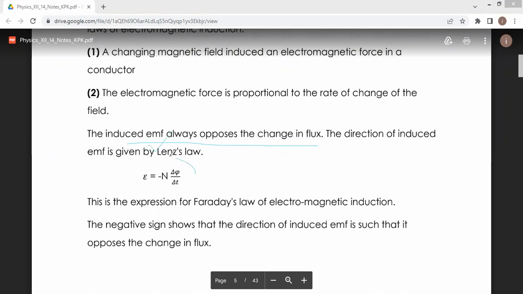So it is basically the negative sign of Faraday's law. This is the expression of Faraday's law of electromagnetism. The negative sign shows that the direction of induced EMF is such that it opposes the change in flux.